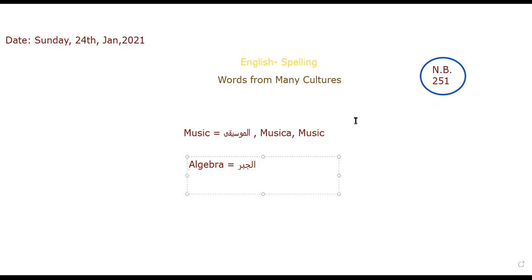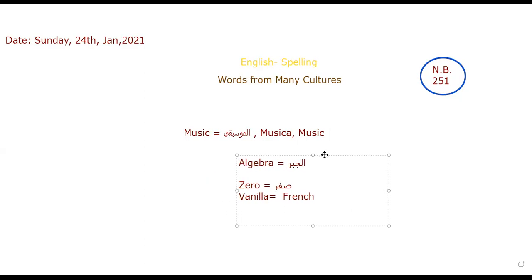Another word that comes from Arabic is the word zero. Zero comes from the word صفر in Arabic, so its origin is also Arabic. If we go to vanilla, nobody knows where the word vanilla in English comes from, but it comes from French. So vanilla comes from a French origin. And there are a lot of other words that, if we dive deep to understand the origin of the word, we will find it from a different culture or a different country.